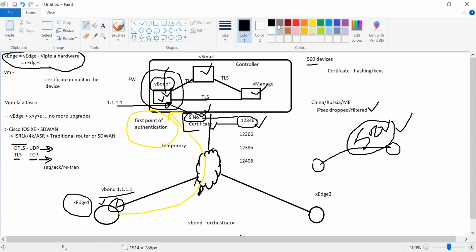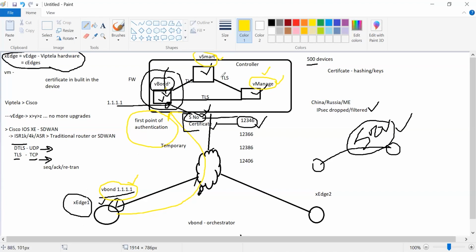Now vBond would know about the vSmart serial number and vSmart IP address, the WAN IP, right? Similarly, even on vManage we need to specify the IP address of vBond. So as part of the day 0 configuration, we need to tell vSmart and vManage the vBond IP address. Just like vEdge or xEdge, they would also initiate a TLS tunnel to vBond. Once these tunnels are established, vBond knows about the vSmart IP address, serial number, and certificates, right?